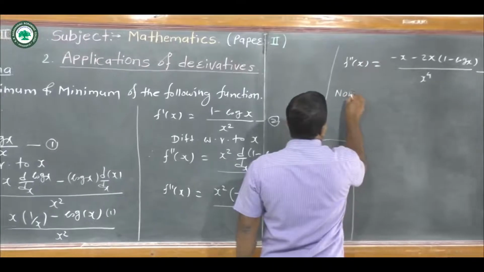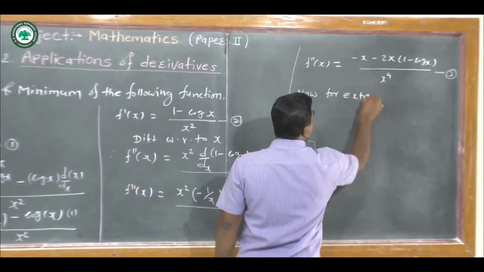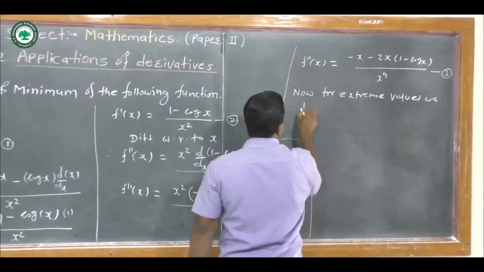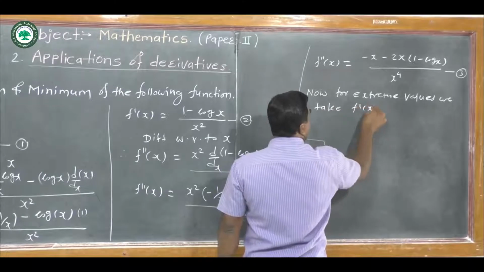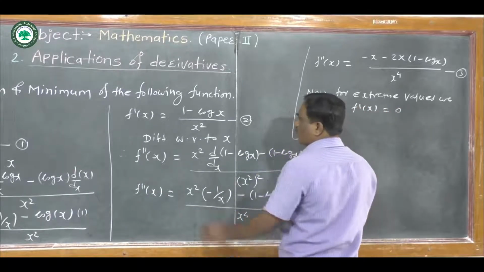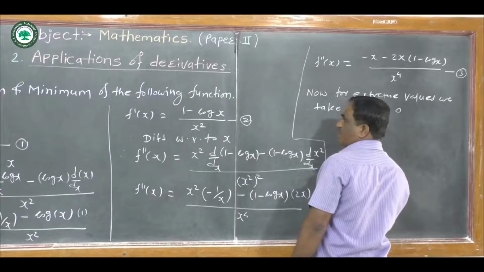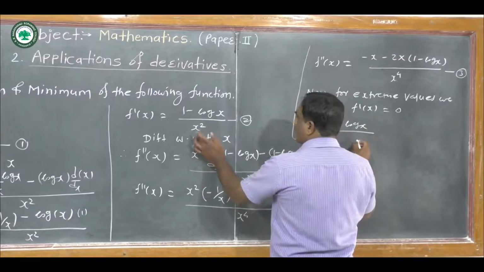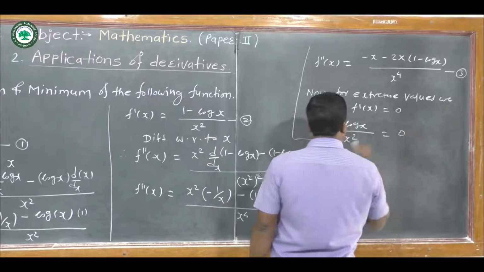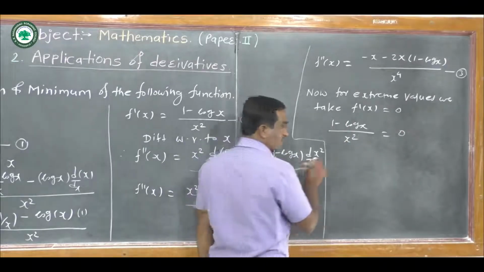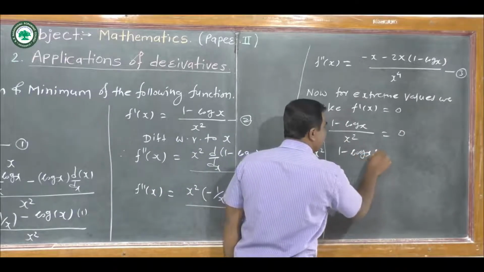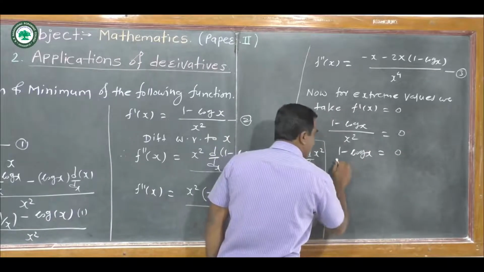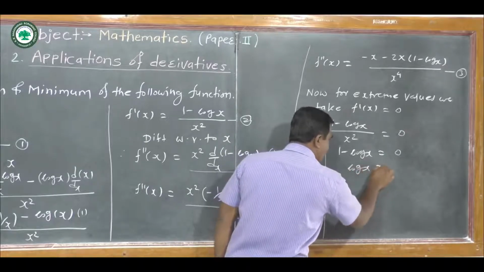Now for extreme values, we take f dash of x is equal to 0. Therefore, put f dash of x equal to 0 in equation 2. There we can write here 1 minus log x upon x square is equal to 0. Okay, that is 1 minus log x is equal to x square into 0, that is 0. That is we can write here 1 equal to log x, that is log x is equal to 1.